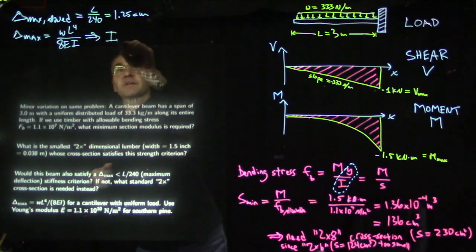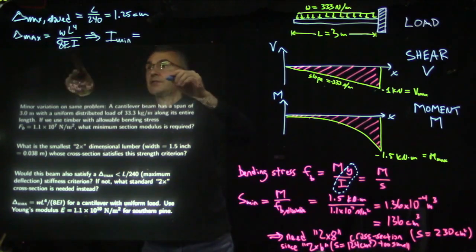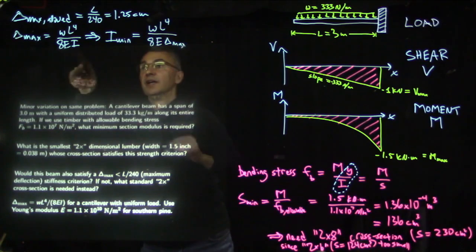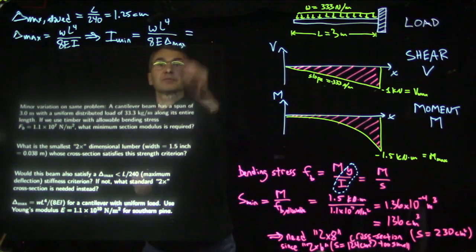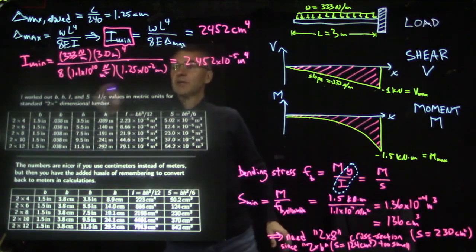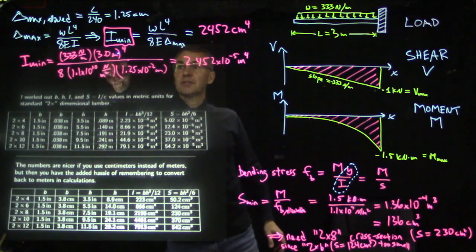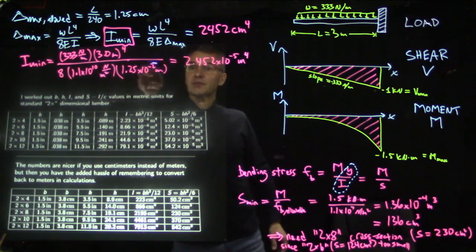So the minimum value of the second moment of area that we need to satisfy this problem is W L to the 4th over 8 E delta max, because I went over to the left, delta max came down here, and with delta max is 1.25 centimeters, so we can plug in numbers. Okay, so I showed you how I plugged in numbers here. W was 333 newtons per meter, L was 3 meters, we're raising that to the 4th power, there's 8. The Young's modulus was 1.1 times 10 to the 10th newtons per square meter, and then the maximum allowed deflection was 1.25 times 10 to the minus 2 meters.